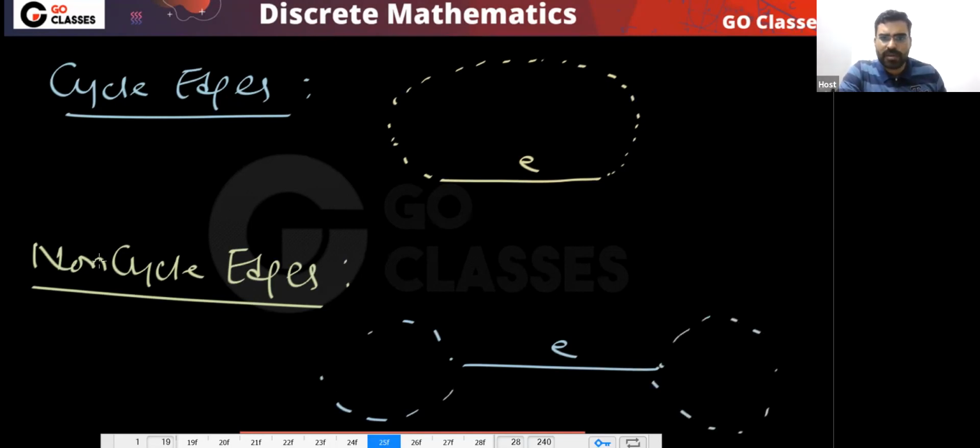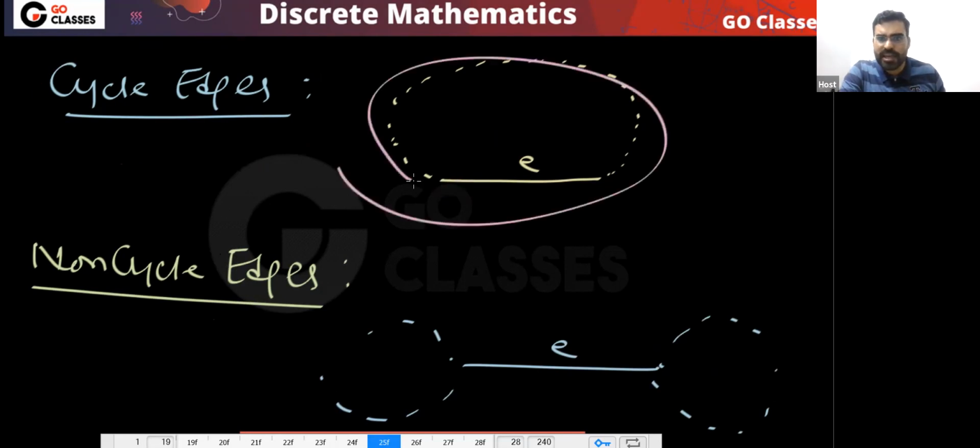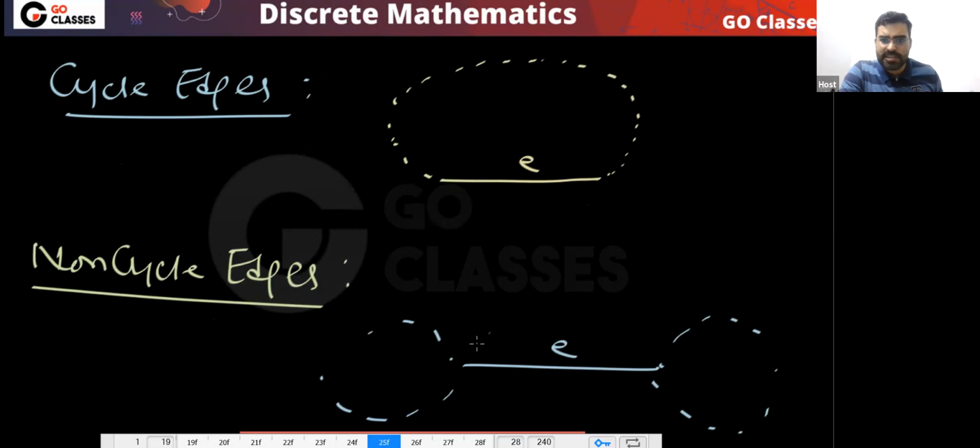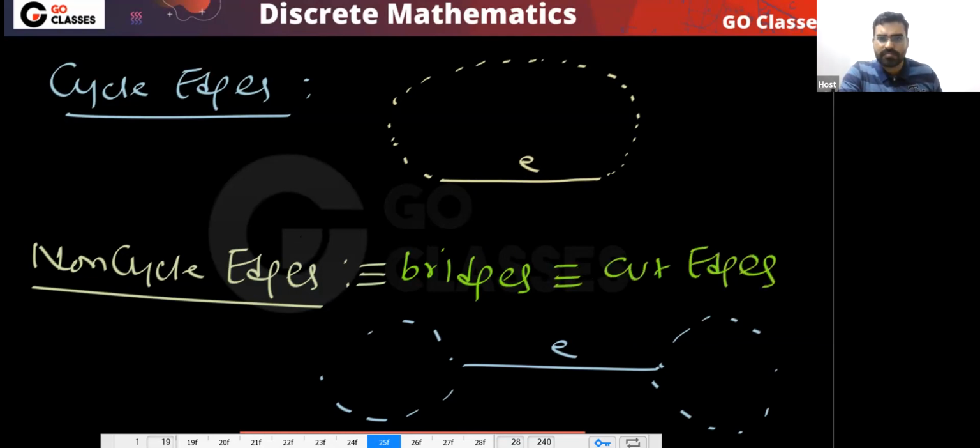Tell me one thing: of these 2 types of edges, which is a bridge? Cycle edges are part of some cycle. Non-cycle edges are not part of any cycle. So you can notice that non-cycle edges are your bridges. Non-cycle edges are basically bridges, or I can say cut edges. These are not cut edges, these are not bridges. So this is the idea.